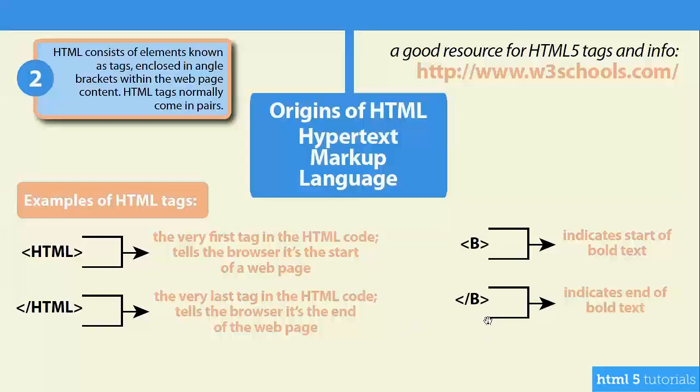Over here is an example of the bold tag. So if you have some text you're placing on your web page and you want to make some of it bold, you would put the bold tag right in front of where you want the text to become bold, and the end bold tag would go right where you want the bolding to stop.